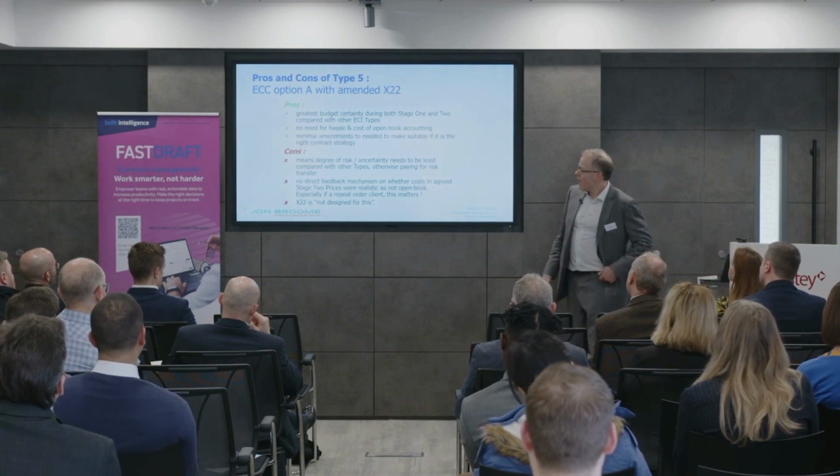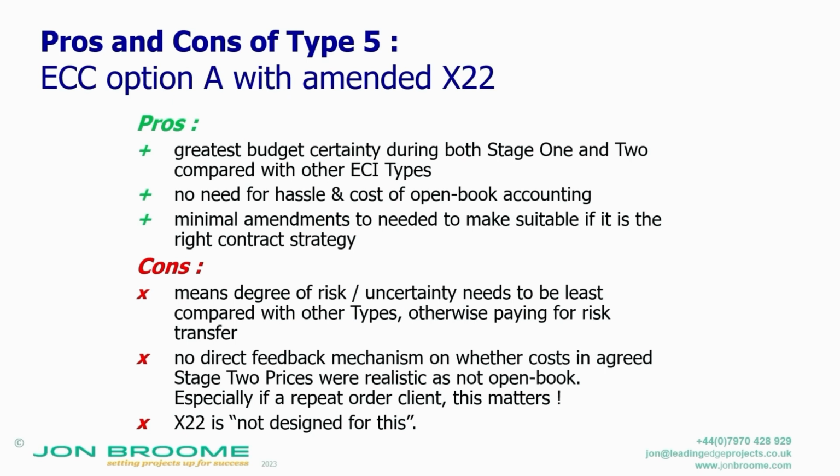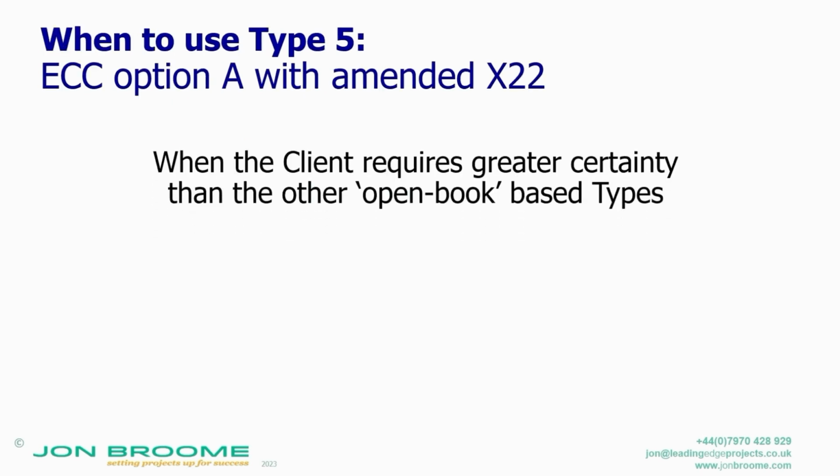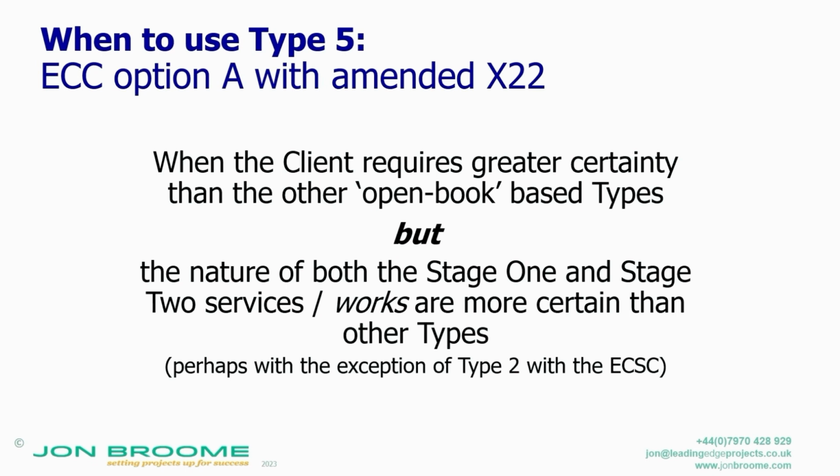Okay. Minimal amendments need to make it suitable if it is the right contract strategy. So, when to use? When the client requires greater certainty than other open book based types, but the nature of both stage 1 and stage 2 services are more certain than other types, perhaps with the exception of type 2, the early contractor engineering construction short contract involvement.